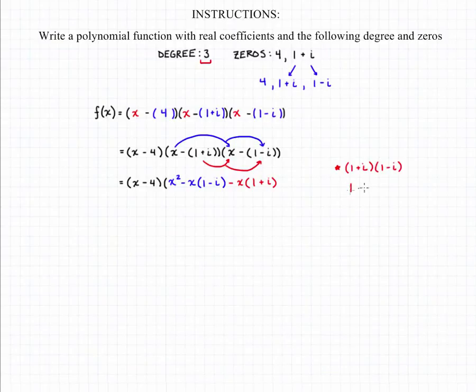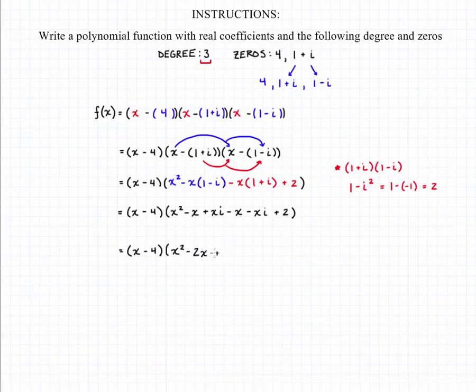And now because we're multiplying conjugates, we're going to get 1 minus i squared. The two middle terms are going to cancel out. i squared is equal to negative 1, so that's going to be the same thing as 2. So all together, the two negatives combine, and with the 2, we're going to get positive 2. So this is going to give us x minus 4 times x squared minus x plus xi minus x minus xi plus 2. You can see we have two similar terms there in terms of the xi's, so we can cancel those out, which will leave us with x squared minus 2x plus 2.